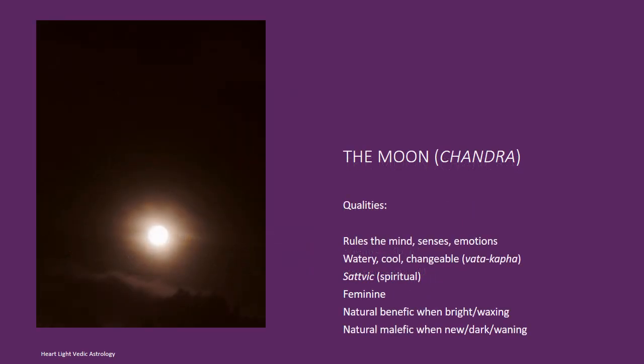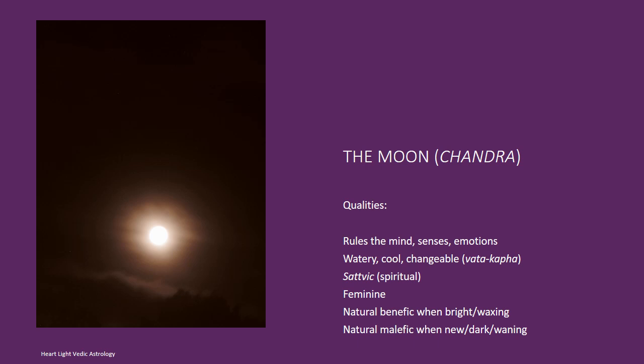So the moon, qualities of the moon. So what does the moon represent? It represents things like the mind, the whole mind, sensory impressions that the mind is taking in, everything that you see and hear and feel and touch. It's taking on all the stuff. So the senses, emotions, also intuition.